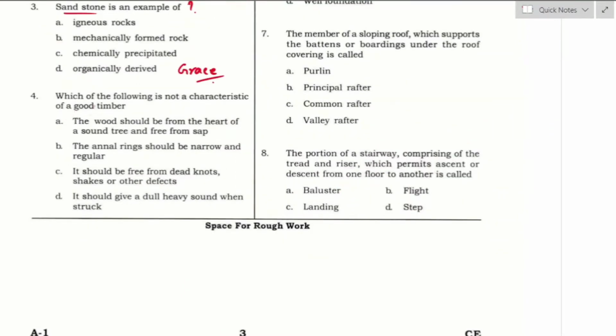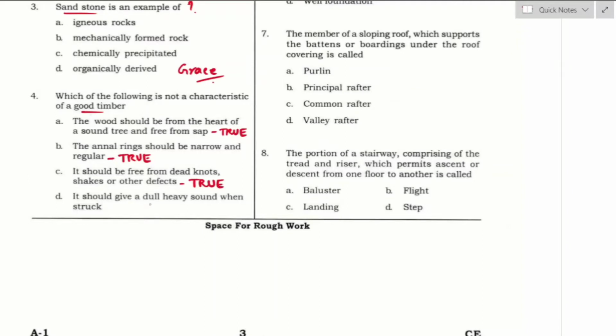Question number 4. Which of the following is not a characteristic of good timber? Option A. The wood should be from the heart of the sound tree and free from the sap. This statement is true. Option B. The annual rings should be narrow and regular. This statement is true. It should be free from the dead knots, shakes or other defects. This is also true.